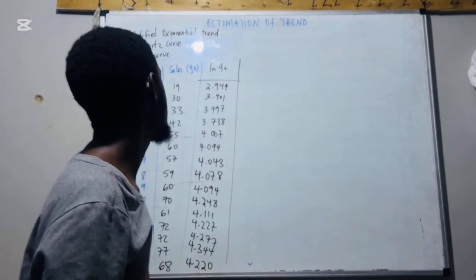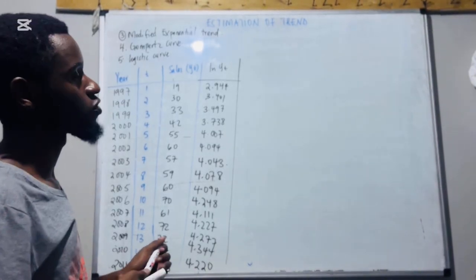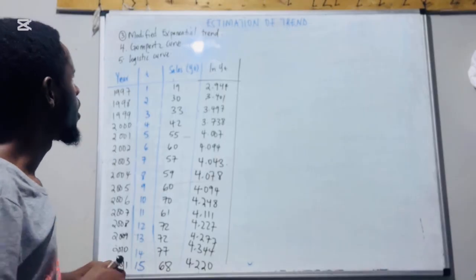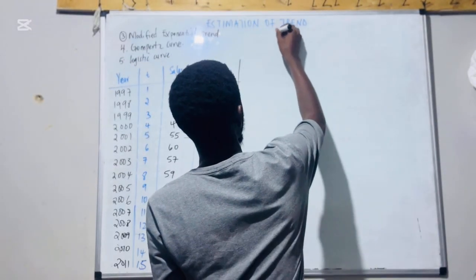As I said, the Gompertz curve is also a part of how we estimate the trend. Our fourth part is the Gompertz curve.